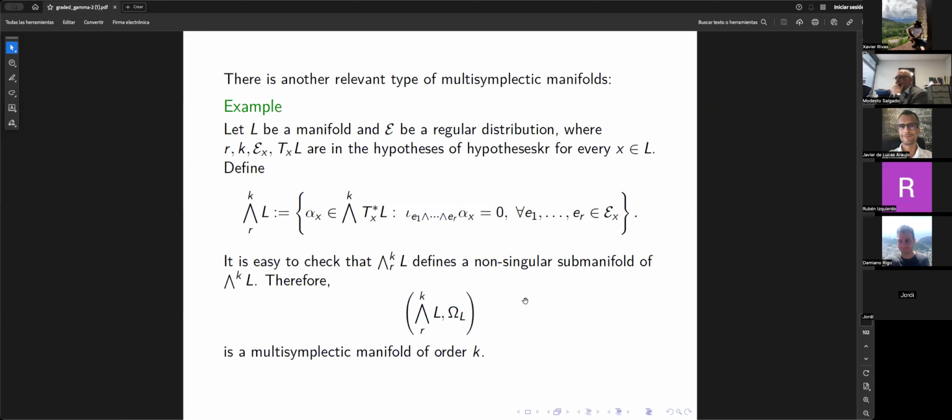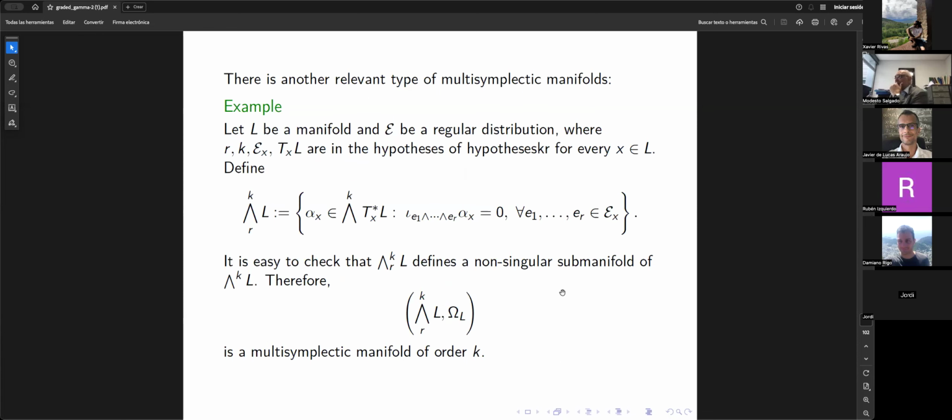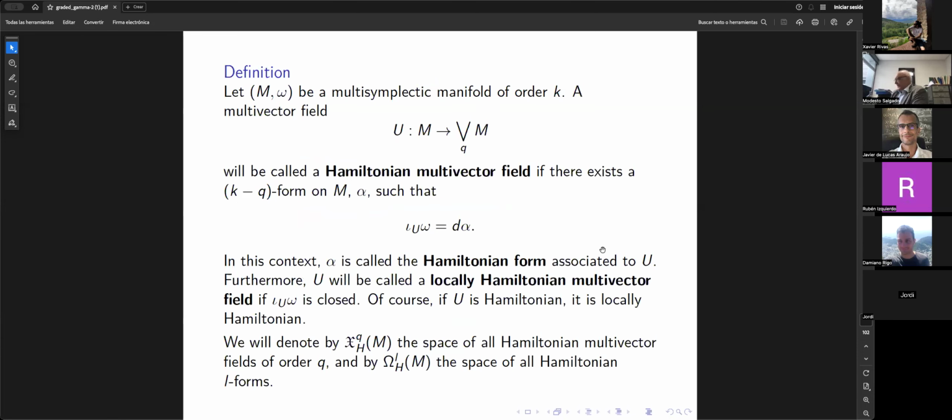We can even consider these particular cases when we have a regular distribution on the manifold L, and we have these other models. And of course, we can prove that under some assumptions, one multisymplectic manifold is multisymplectomorphic to one of these models. And in this case, we can obtain Darboux coordinates, because if you have a multisymplectic manifold which is multisymplectomorphic to one of these models, you have the Darboux coordinates, like in the case of a symplectic manifold, which is locally equivalent to a cotangent bundle, and so this provides the Darboux coordinates.